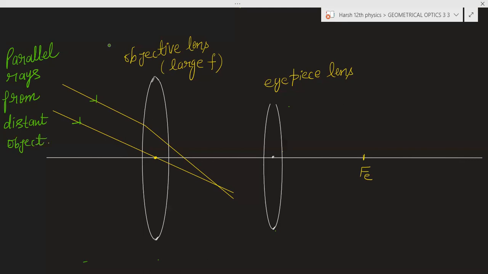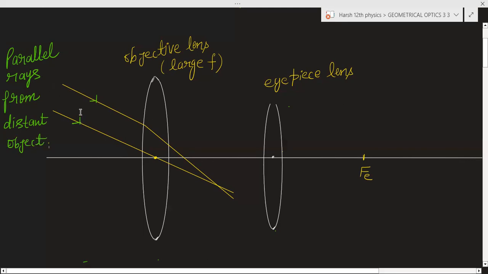Now see, these are the parallel rays from the distant object, and this is the objective lens, and this objective lens is of large focal length. Why have we made this objective lens of large focal length? Because we want more light to come. If the objective lens is of large aperture, it can gather more light, or it can collect more light.